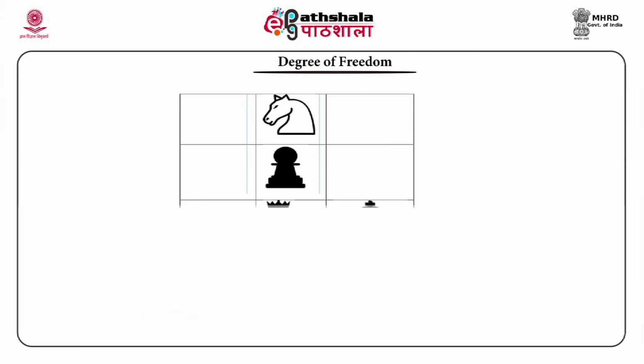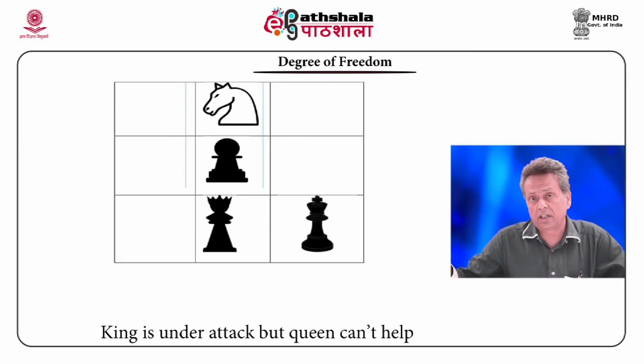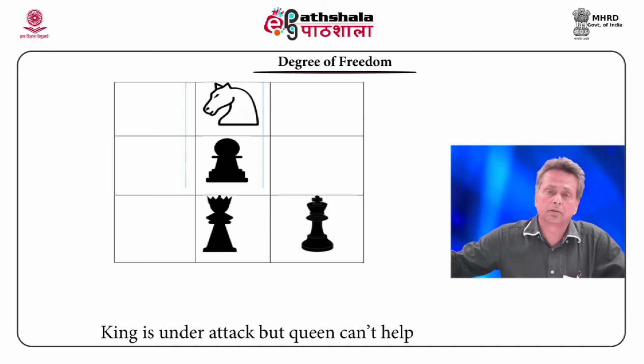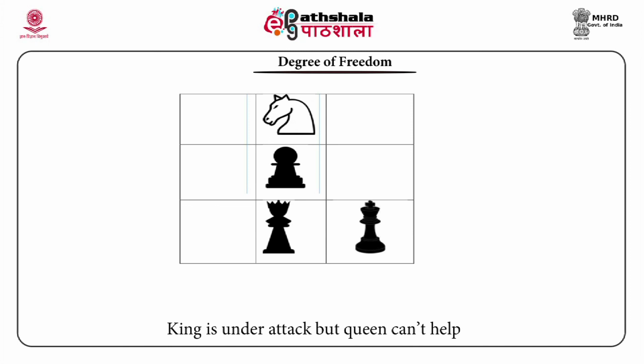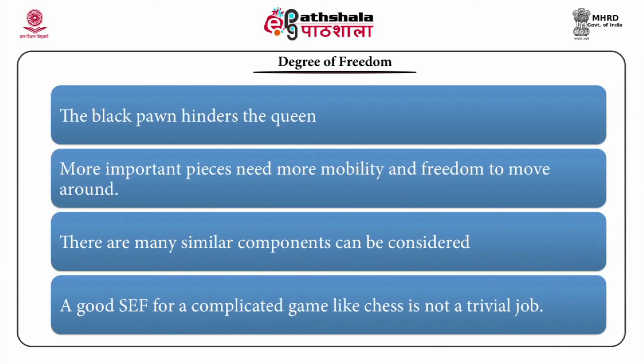One more important component of SEF is called degree of freedom. You can see that there is a threat from the knight to the king. Unfortunately, I cannot use my queen to capture the knight because my own piece is sitting in between. Such a move is not very good. So this is called degree of freedom. I don't have the degree of freedom I should. The king is under attack, but the queen cannot help.